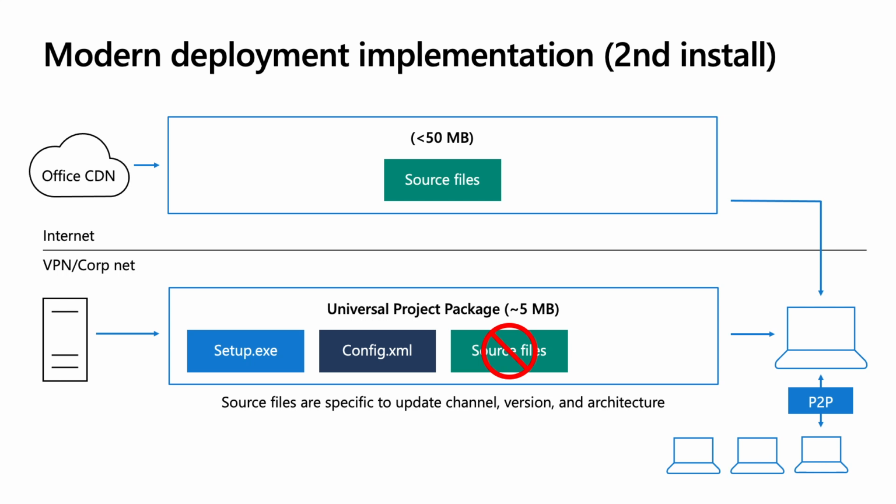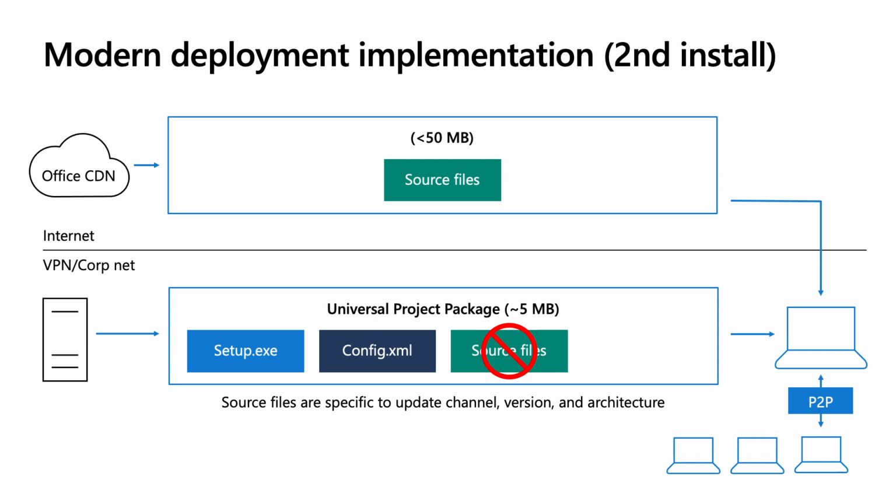By removing the source files, we also have two additional benefits. One is, if there are no source files, there's nothing to update. So if I build a universal project package, which is just the setup and config file, so it's a pretty small package, like 5 meg in size, I don't have to update it every 4 weeks. Maybe I update it once per year to update the Office deployment tool.